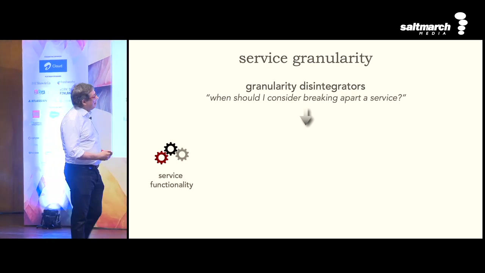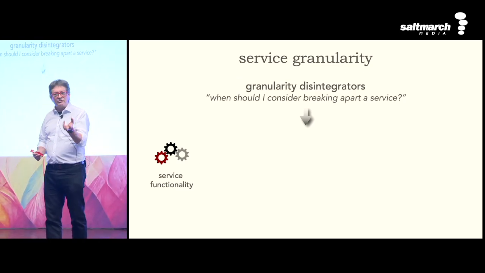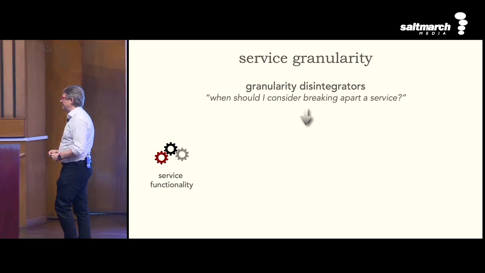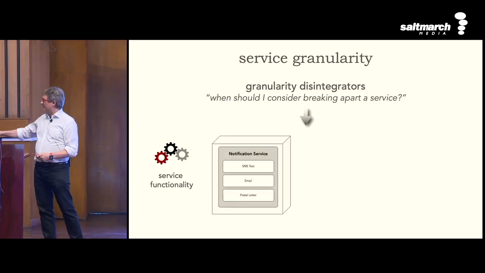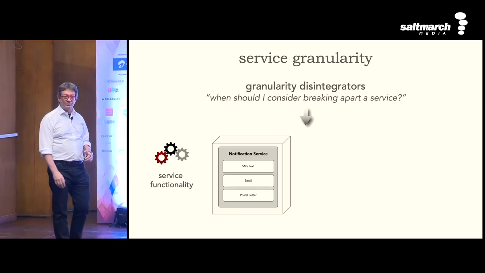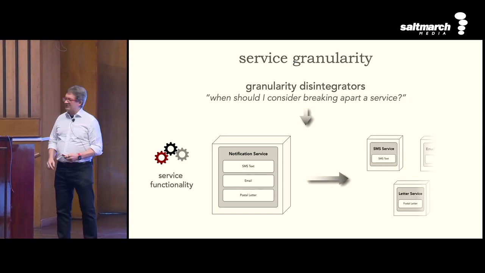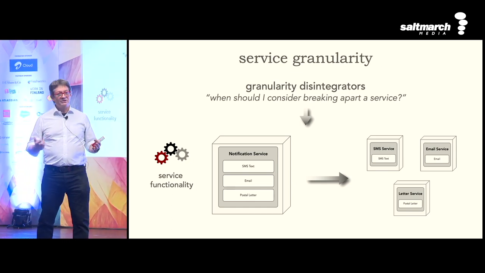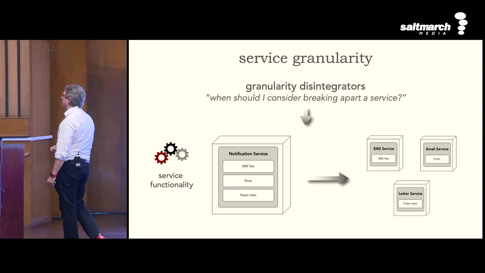And the first one is the most obvious one, which is service functionality. I need to break things down to the smallest level of service functionality that I can. And that's the obvious case if you are breaking things down by what happens for domain-driven design, for example. So, for example, let's say I have a notification service that has SMS, email, and postal letter. If I go by service functionality, that becomes an SMS service, an email service, and a letter service. This is single purpose and breaking things down into something that's too small to break apart anymore.